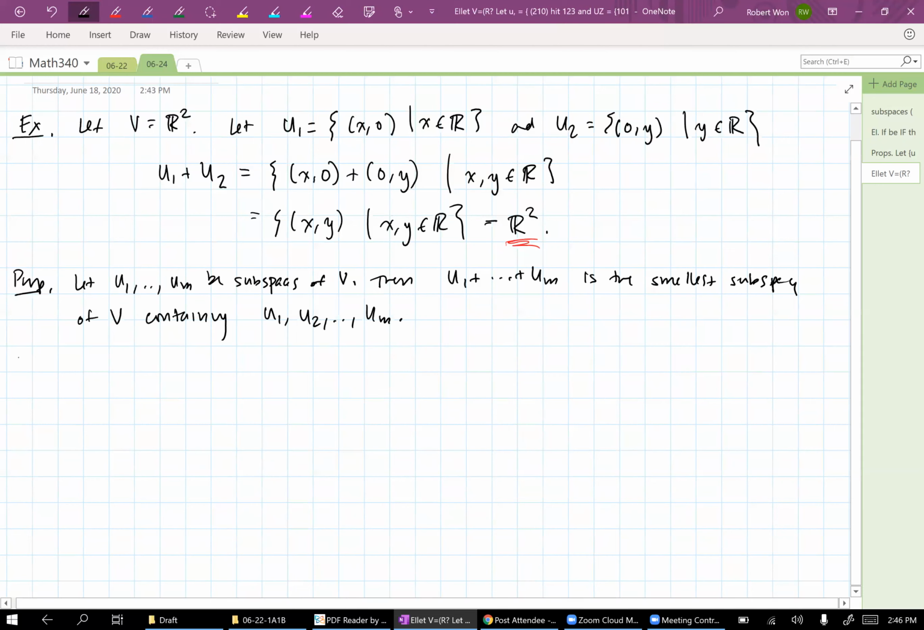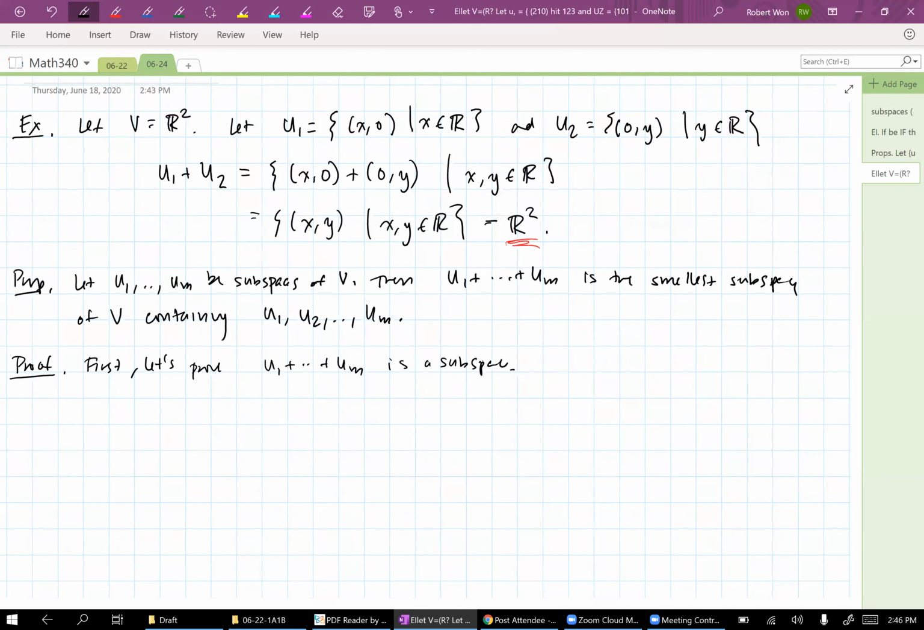Okay, so let's first prove that the sum is a subspace. So first, let's prove that U1 plus U2, the sum up to UM, is a subspace. The first thing that you need to show is that the zero vector is in this subset. Just for ease, let's call this set S for sum. So first we need to show that 0 is in the sum.